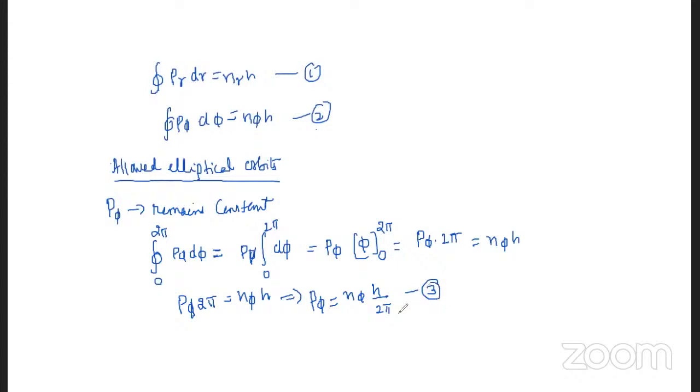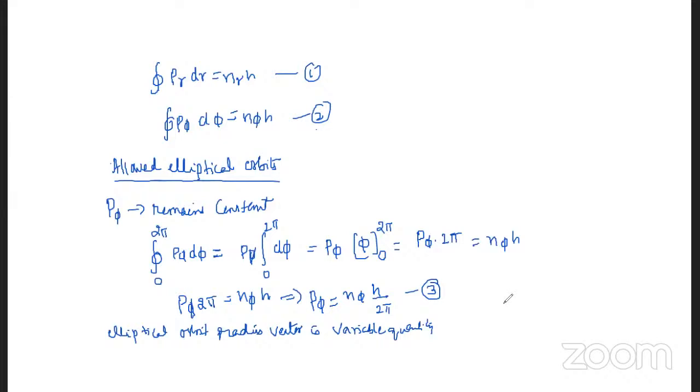So in an elliptical orbit, the radius vector is a variable quantity. p phi is constant, that is okay, but in the case of the elliptical orbit, the radius vector is a variable quantity. The radius vector is always a variable quantity.